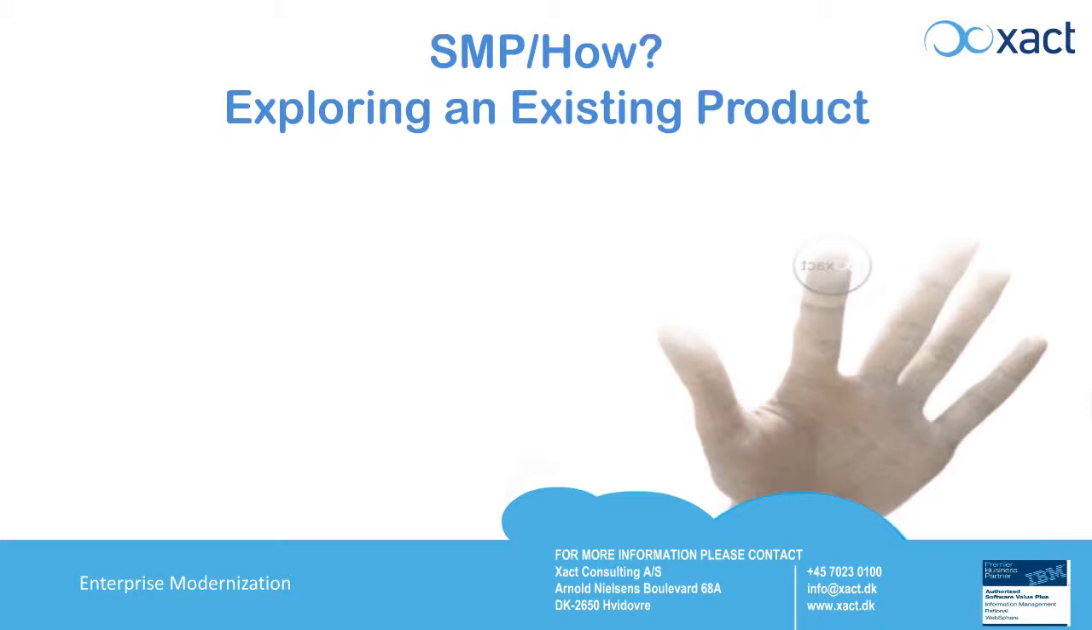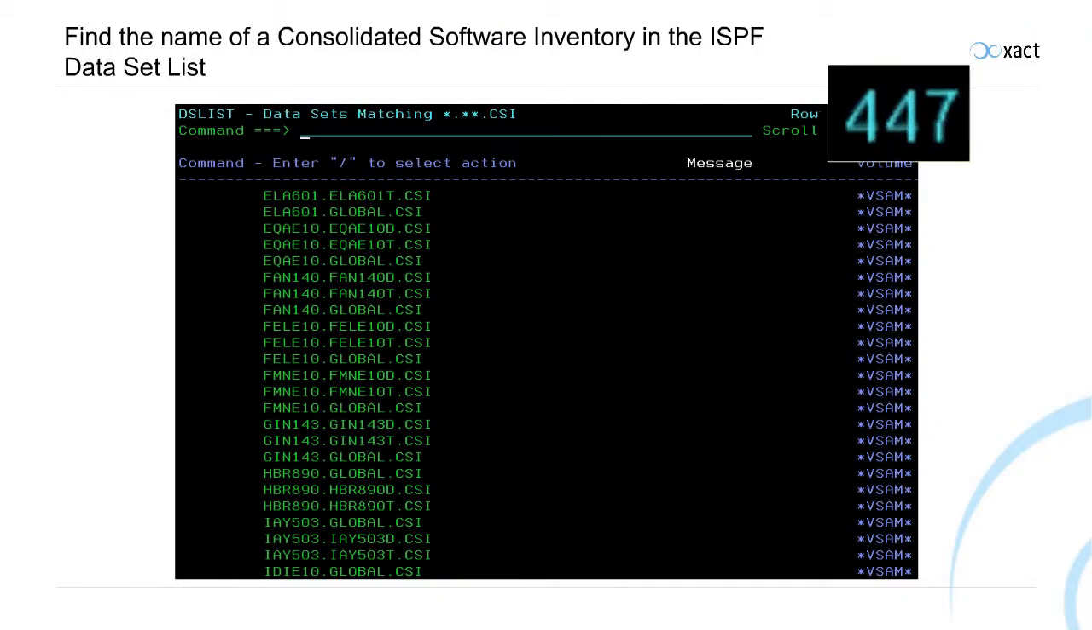We will find the name of its CSI in the ISPF dataset list, and then use the SMPE panels in ISPF to find its FMIDs. On this system we happen to have 447 CSI data sets. Luckily the naming convention is rather consistent.